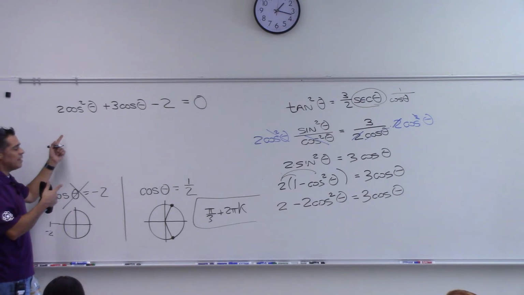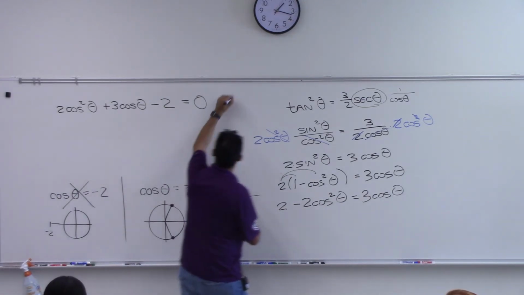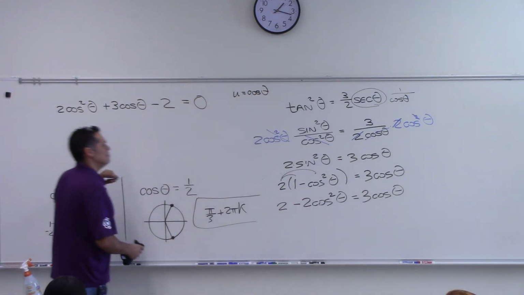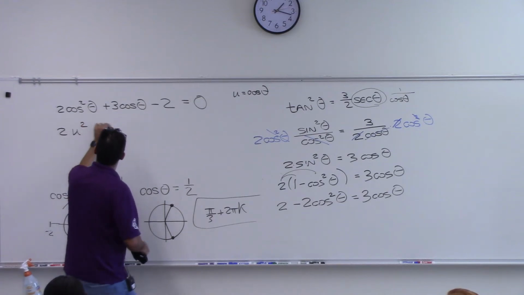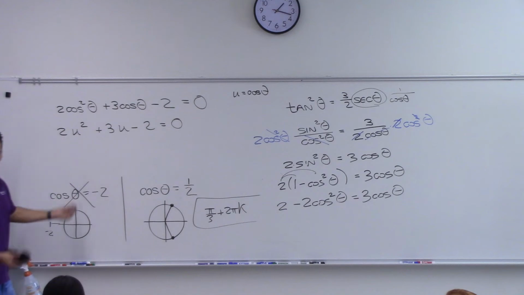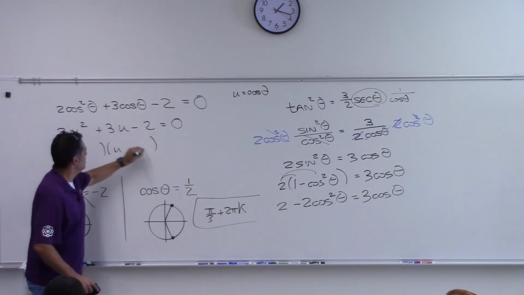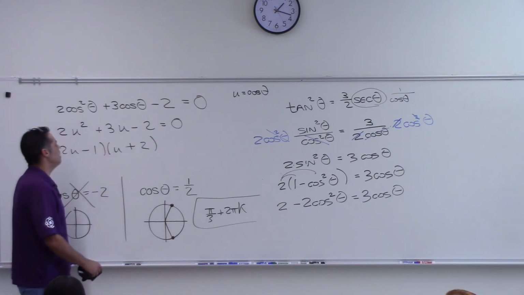Quadratic in cosine. So if u is cosine theta, this becomes 2u squared plus 3u minus 2 equals 0. And then I can factor 2u, u, 2. This time it's going to be minus 1 here, plus 2 there.